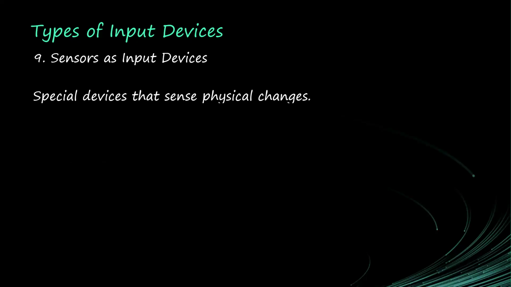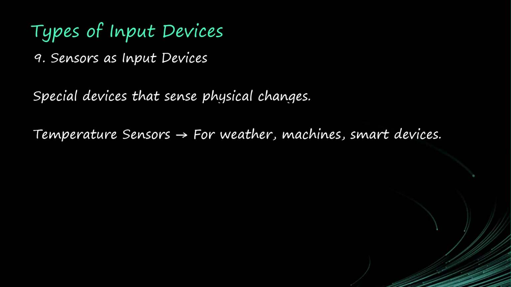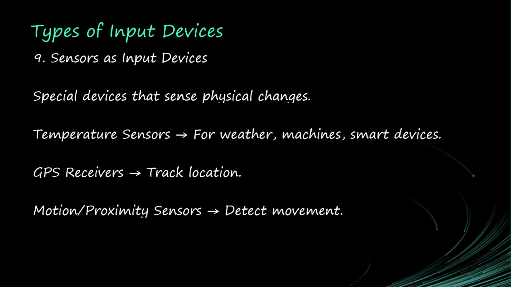They will sense physical changes around you. So we have temperature sensors for weather, machines, and smart devices. We have GPS receivers to track location. So when somebody's location changes, they actually sense it. We have motion and proximity sensors.